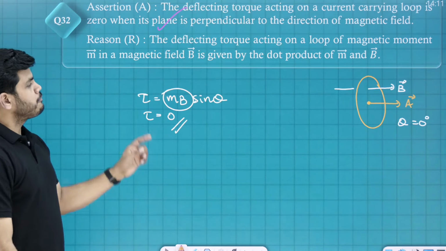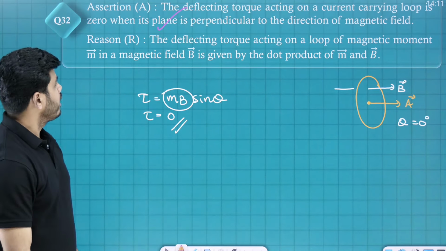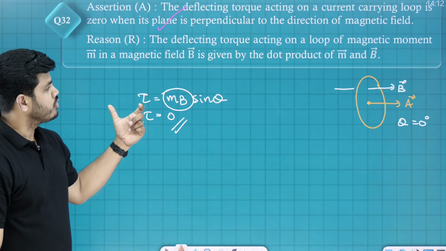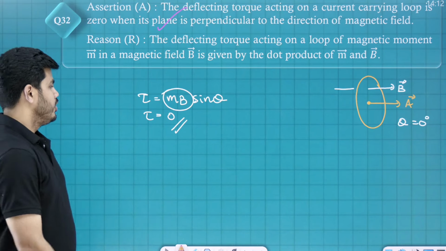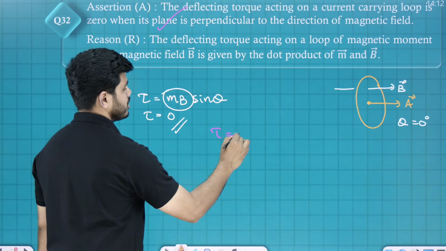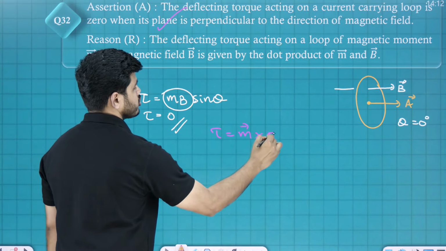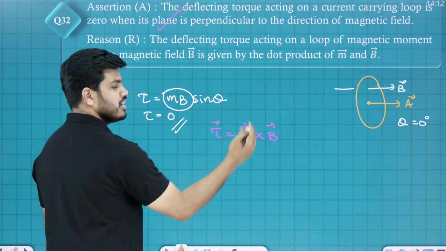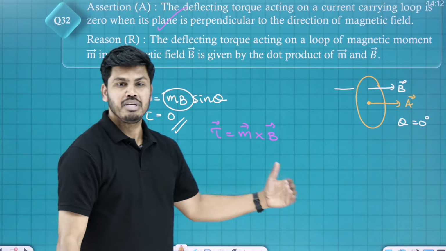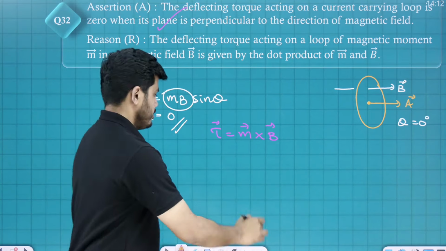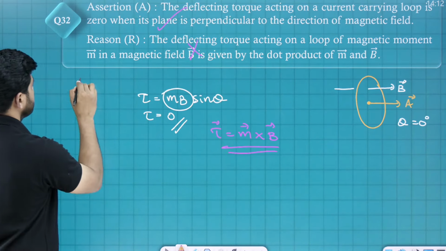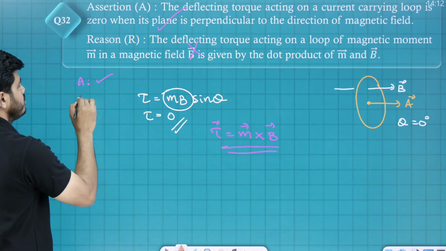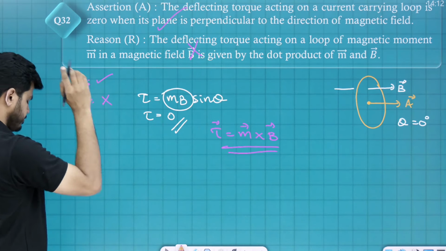Now reason. The deflecting torque acting on a loop of magnetic moment M in a magnetic field B is given by the dot product of M and B. Now we have the expression torque is equal to M cross B, because it is MB sine theta. Dot product is actually MB cos theta, right? So this is a wrong statement. So assertion is a true statement, but reason is false, right?